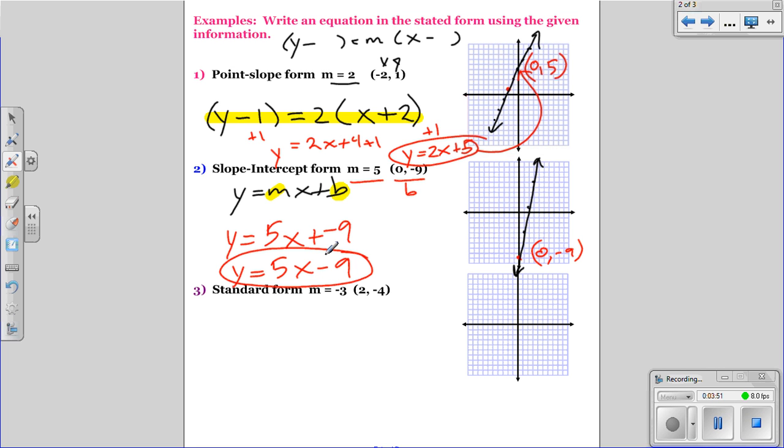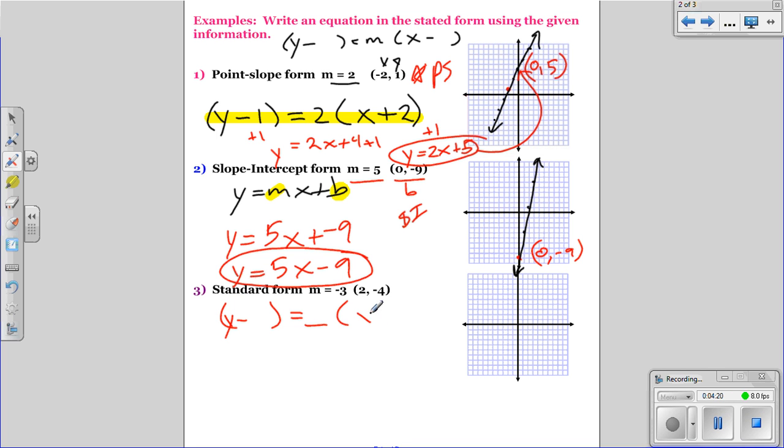Okay, so notice I used 2 different forms here based on the information given. This time I was given a point, so we use point slope form. And in this one here, we're given an intercept, so I'm going to use slope intercept form. Okay, all right, let's take a look down here. Now again, this is not a y-intercept, so I'm going to use the standard equation. So I'm going to write it out right now.